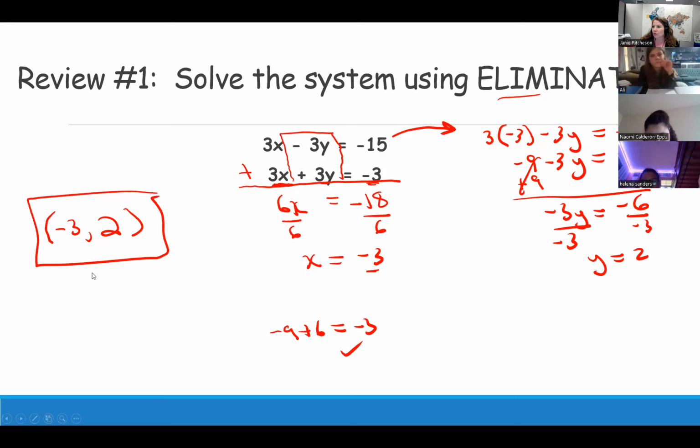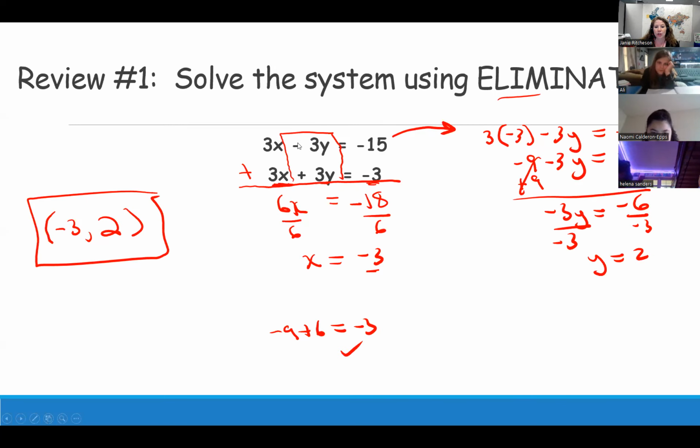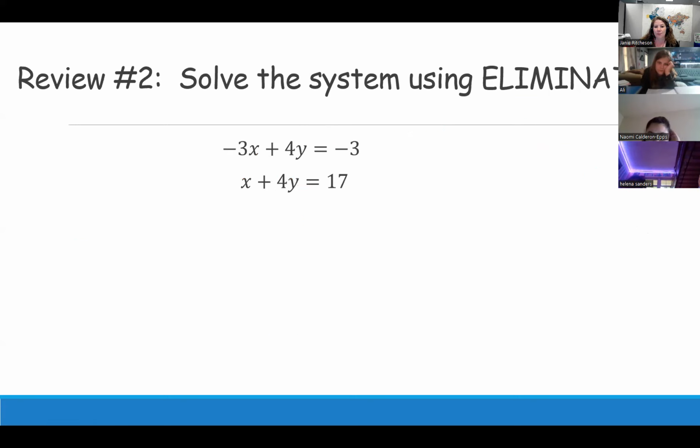All right, so that's the first example. When one of your x's or y's will cancel each other out simply by the way the equation is written, it's really simple that way. But sometimes you're going to have to multiply by a digit in order to make one of your variables cancel.